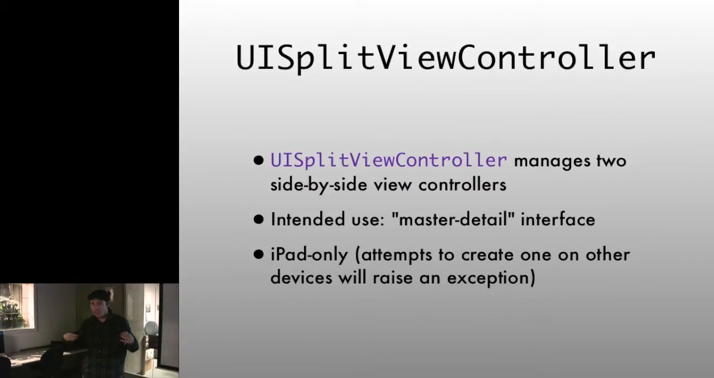Okay, so another really cool container view controller that Apple provided starting with the iPad is a split view controller, which basically is pretty simple. It manages two side-by-side view controllers, and Apple's intended use for that is what's called a master detail interface, where usually you have some list of something on the left-hand side, and once you select one out of that, the details of that item are shown in the other view.